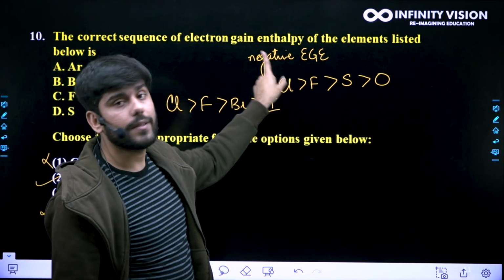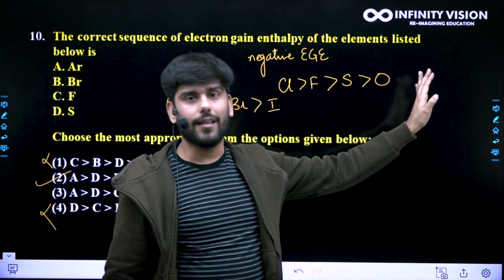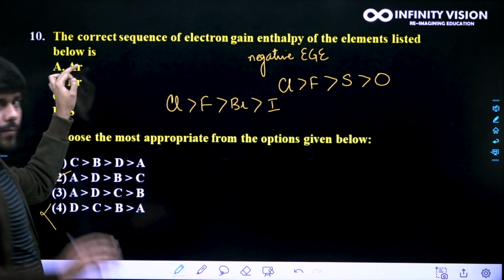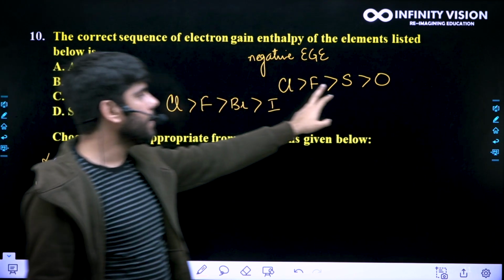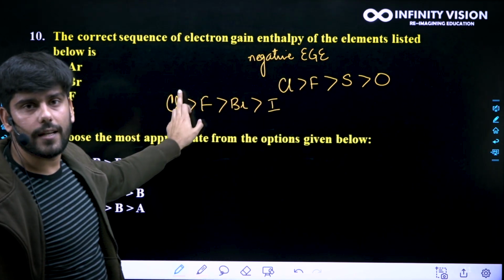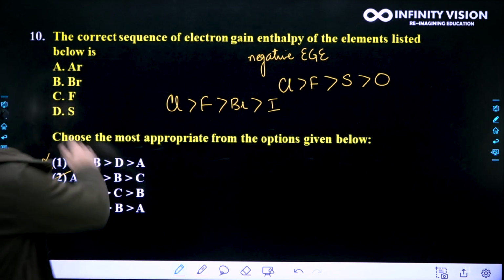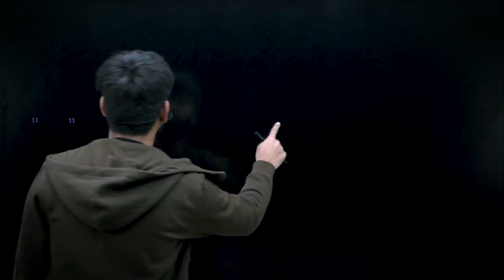Okay, so please remember this is the order of negative electron gain enthalpies, right? And argon having the positive electron gain enthalpy, followed by sulfur, then there is bromine, and then finally the fluorine. All right, let us discuss the next question.